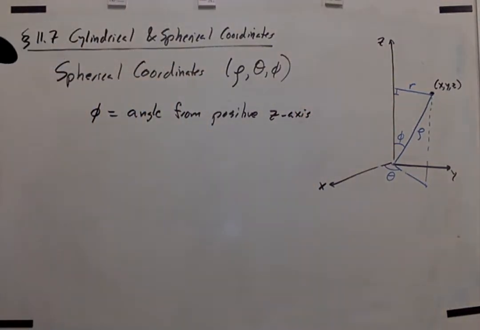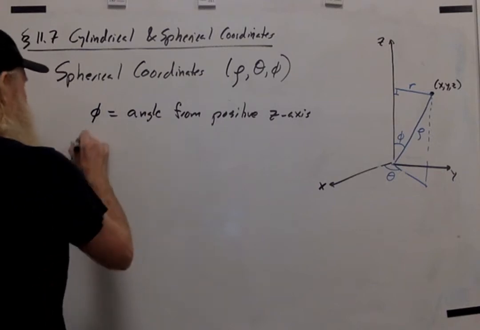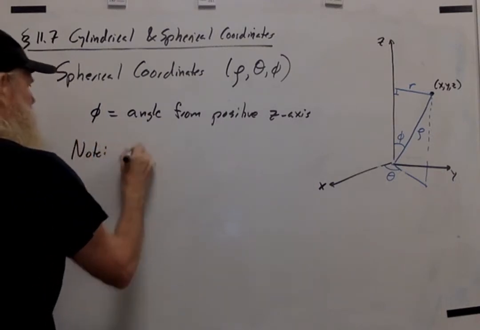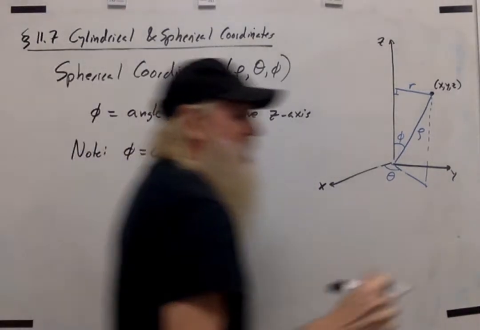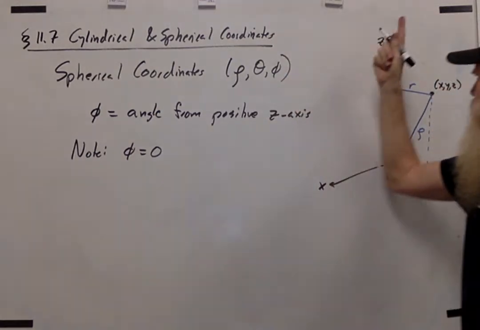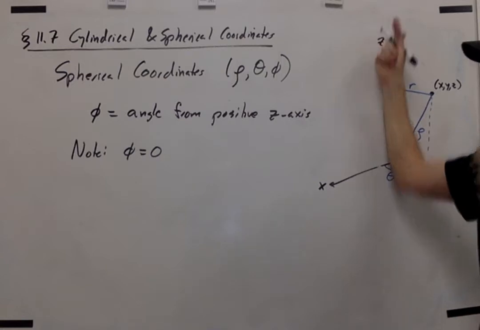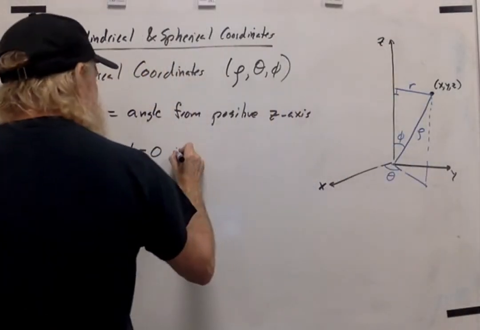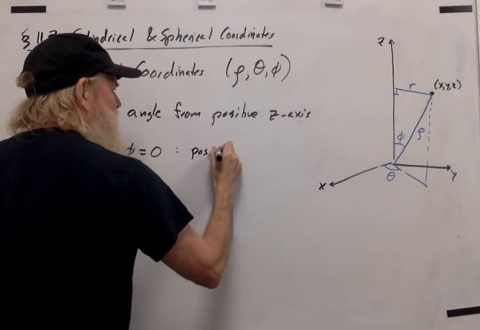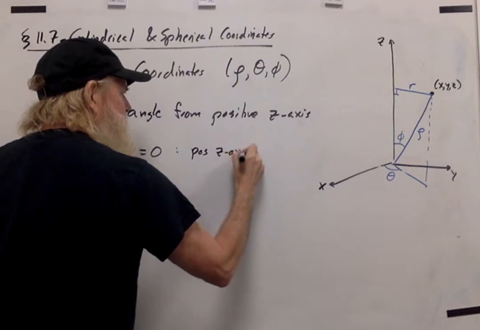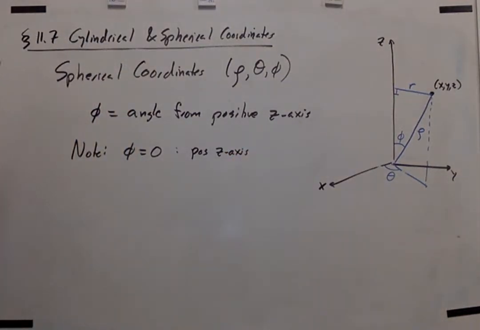So remember that phi measures the angle away from the positive z-axis. So if phi is equal to 0, then that means that you're pointing directly up the z-axis. So if phi is 0, you get the positive z-axis.